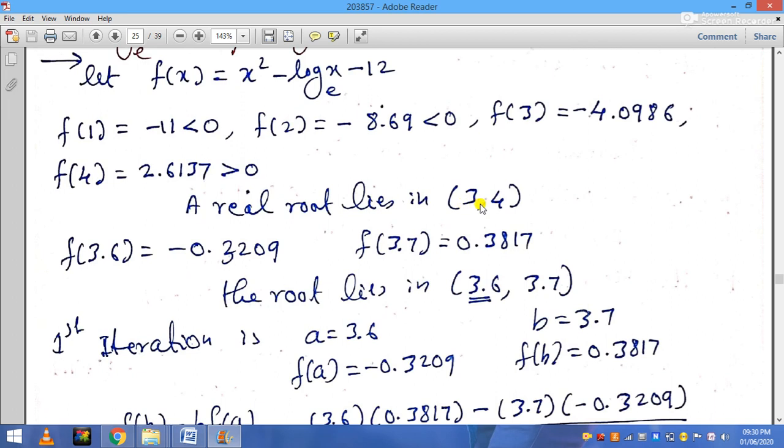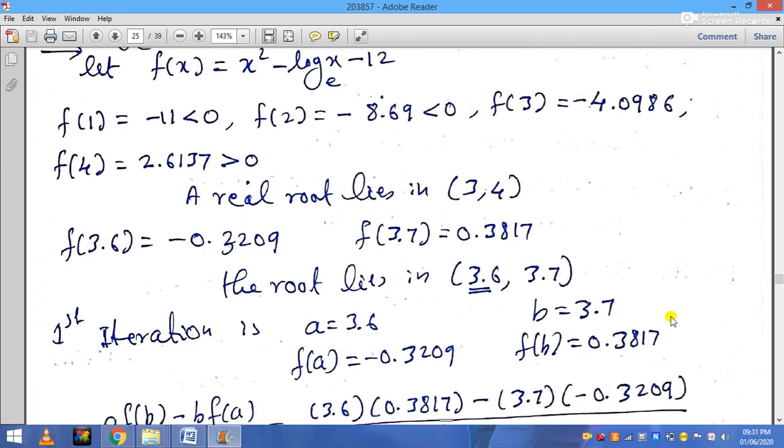You get the answer in two or three iterations. If you take the earlier points, you get the answer, but it will take seven or eight iterations. So that is the difference. Let us take these two points and solve. For the first iteration, a is 3.6, and f of 3.6, already calculated, is minus 0.3209. b is 3.7, and f of 3.7 is 0.3817.